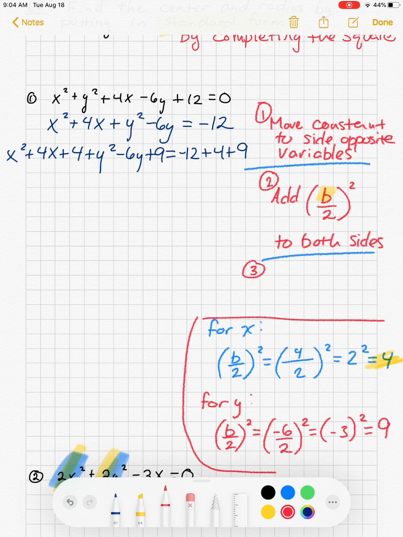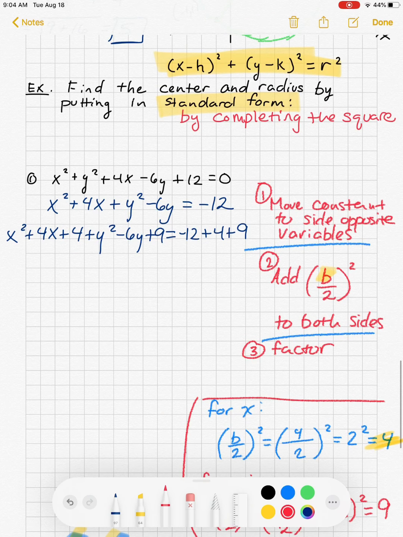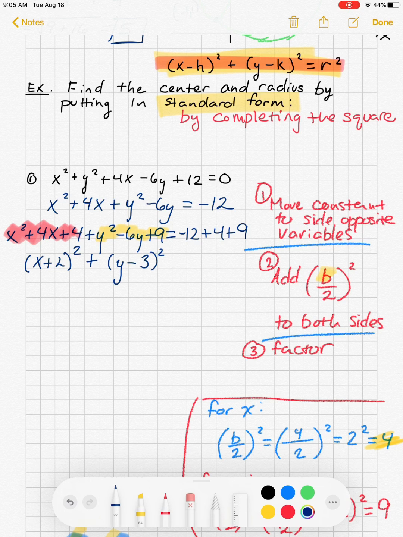All right, those are my special numbers. Let's look at my steps. Now I just factor, because I'm looking for this nice standard form. These always factor. That's why these numbers that we add are special. So what adds to 4 and multiplies to 4? x plus 2 and x plus 2, right? So isn't that x plus 2 squared? And for the y's, what adds to negative 6 and multiplies to positive 9? Negative 3 and negative 3.